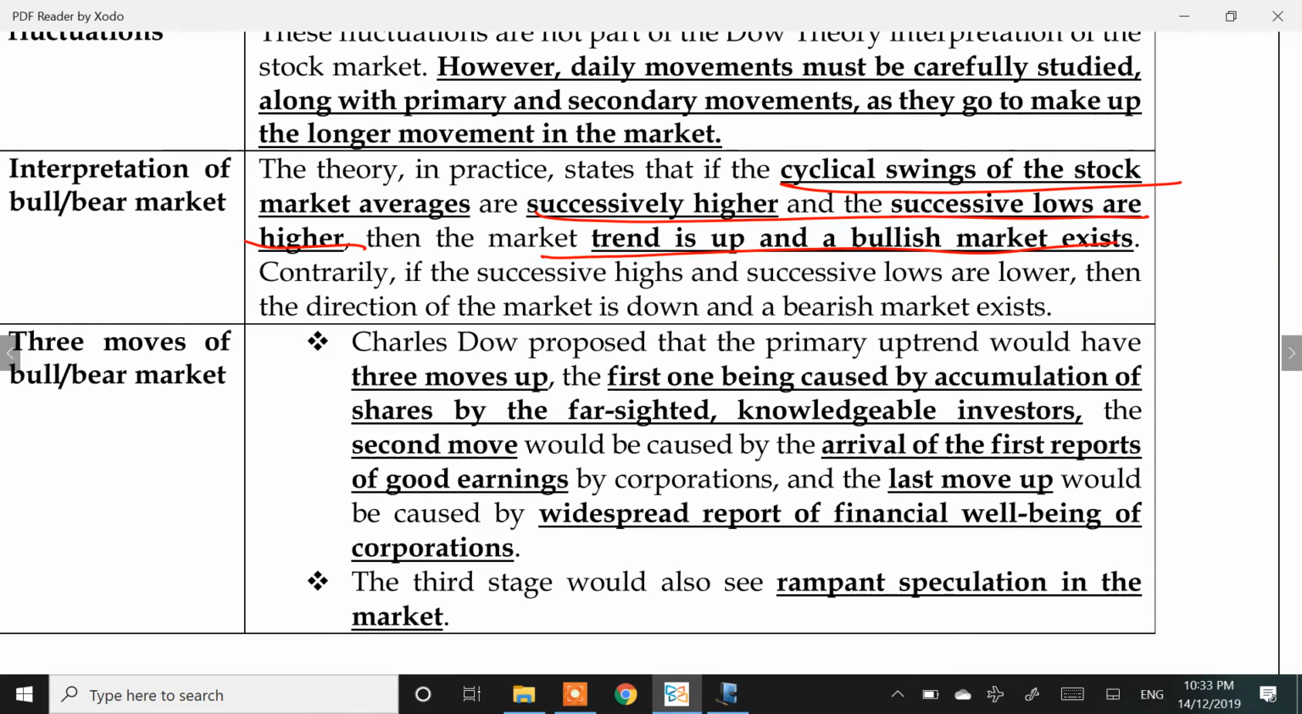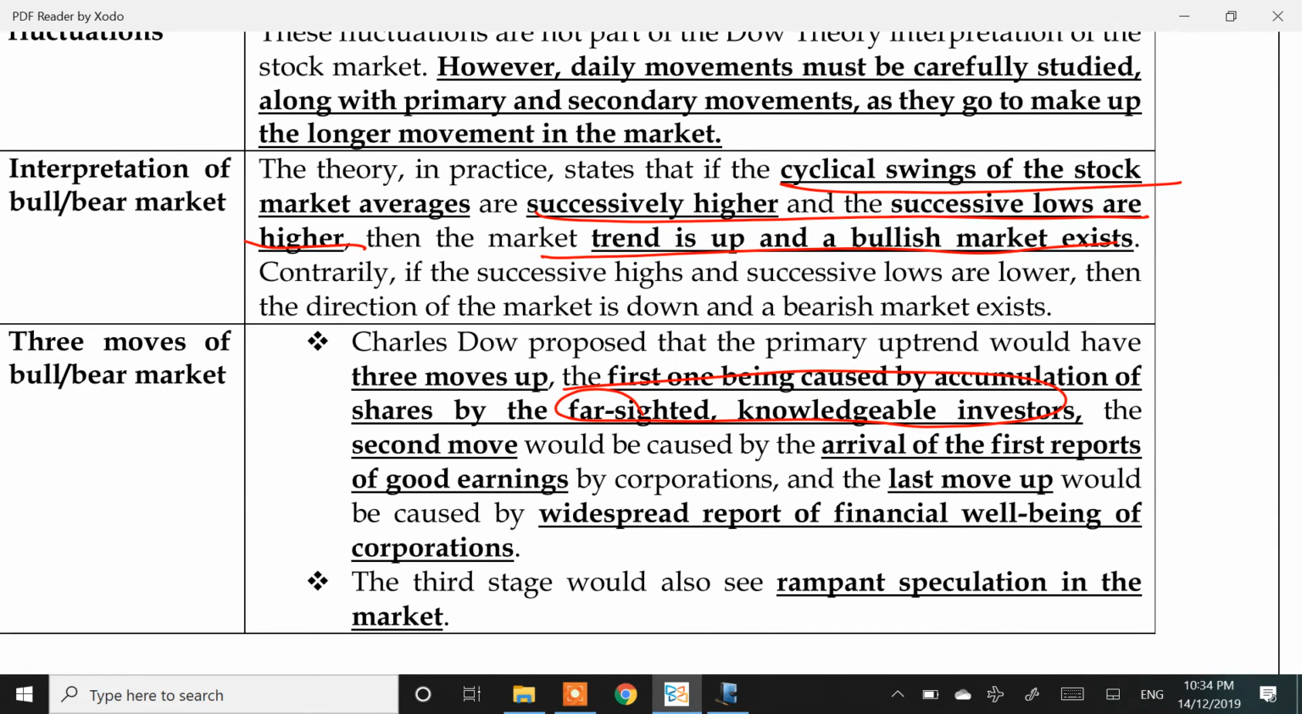And there are three moves which normally happen in a bull market and a bear market. The first set is knowledgeable, far-sighted investors who accumulate the wealth. Second, the companies start reporting good earnings, so other people come in. And third, there is huge speculation which happens and a movement happens. So in the first stage, knowledgeable investors buy. In the second stage, the company starts giving better earnings. And in the third stage, there is speculation, and because of that, people start buying it.